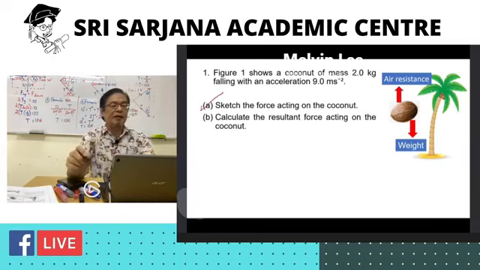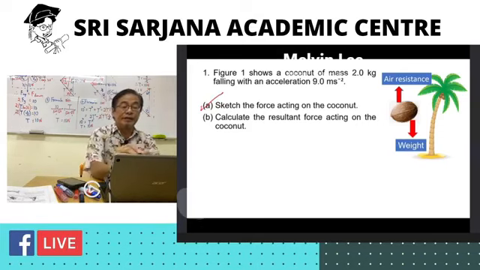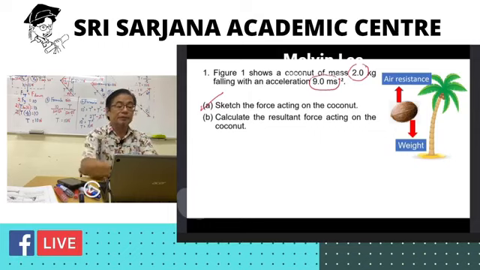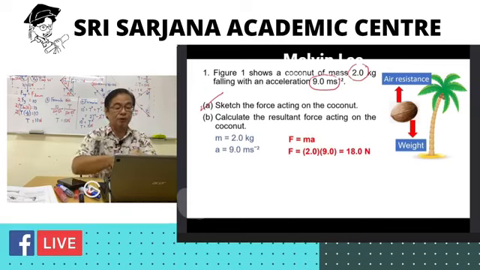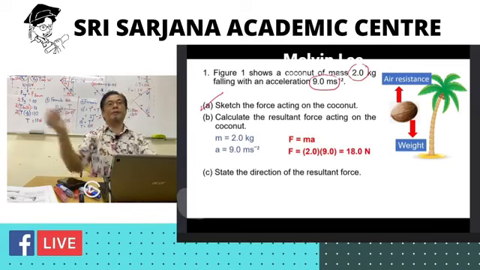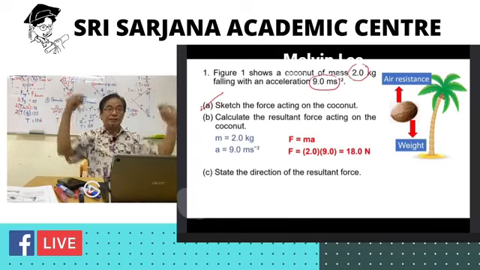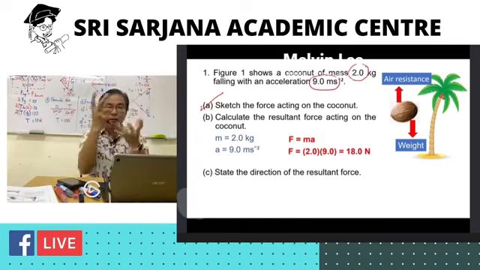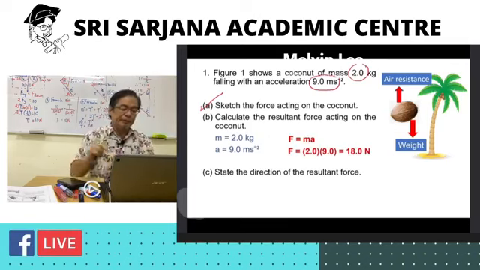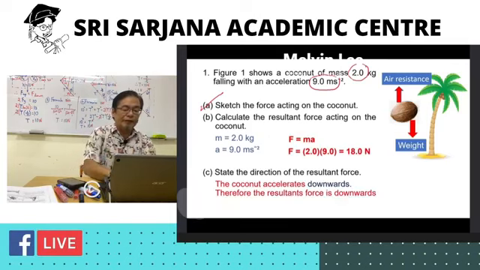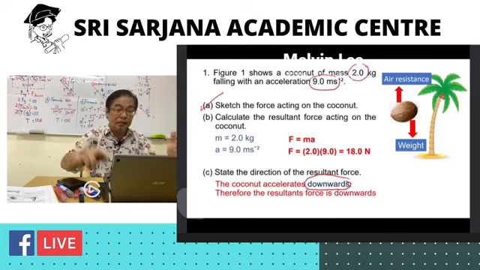Let's take a look at B. Calculate the resultant force. So, F equals to MA. You are given the M and you are given the A. Senang sahaja, betul? We just put it in. This will be your resultant force. State the direction. Sure, resultant force should go down. If resultant force doesn't go down, then the coconut will never fall down. Is that correct? Good. So it will accelerate downwards. Therefore, this is the one that causes the coconut to fall down.